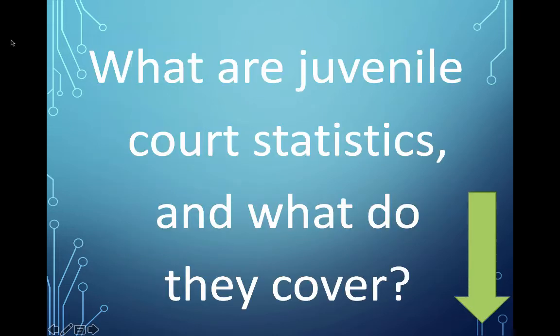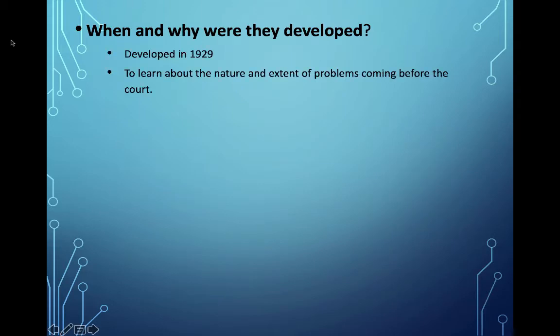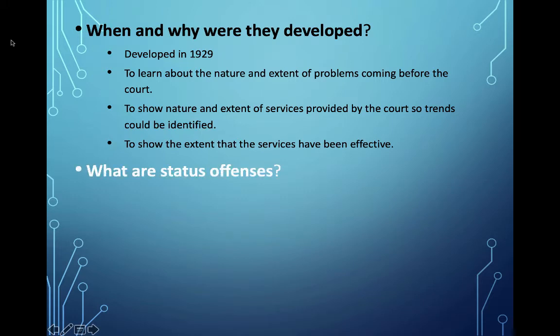Okay, and then we find out about juvenile crime through court statistics. So what do they cover? Well, it was developed in 1929 to learn about the nature and extent of problems coming before the court. And it was to show the nature and extent of services provided by the court so that trends could be identified and to show the extent that the services have been effective.